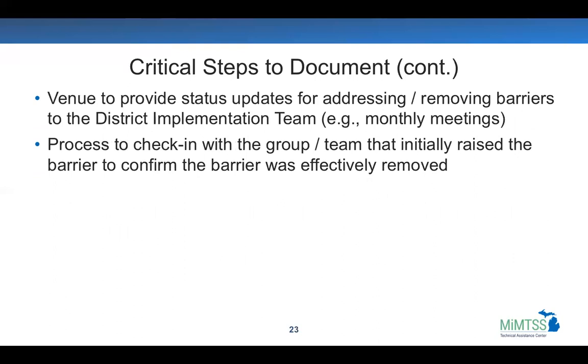In addition, a process will need to be established for communicating status updates to the district implementation team until the barrier is removed. After all of the actions to address the barrier have been taken, a process will also be needed to ensure that barrier removal was effective. We will know if removal was effective by asking individuals who reported the barrier whether our actions sufficiently addressed the implementation challenge.